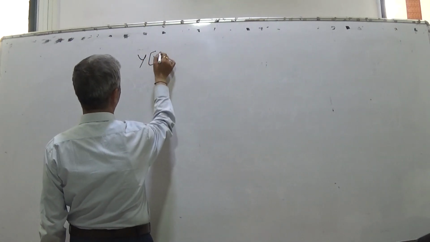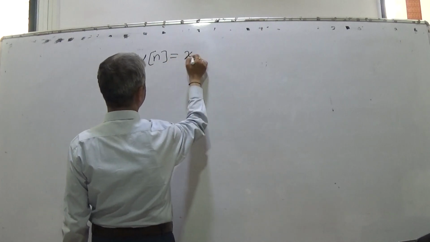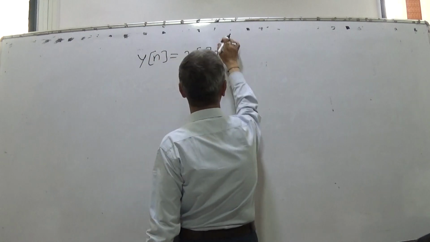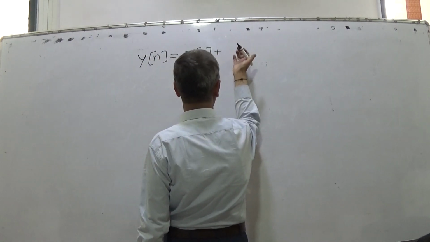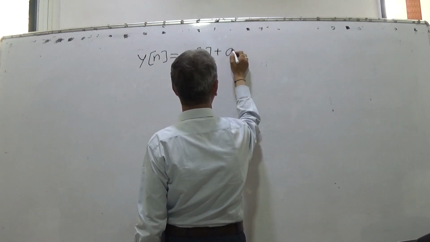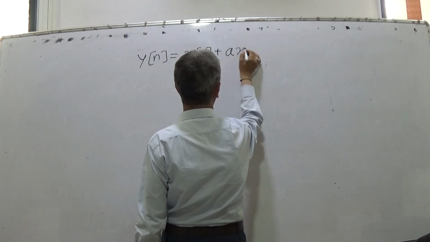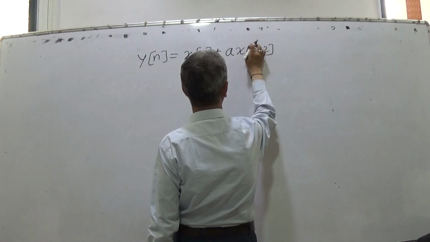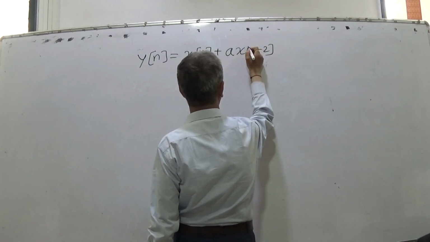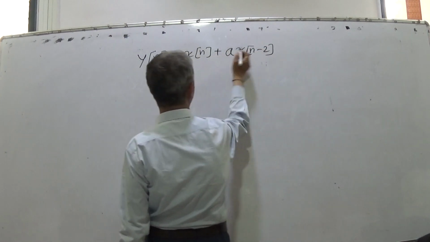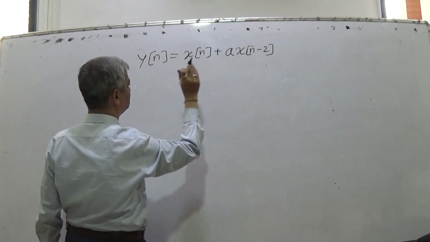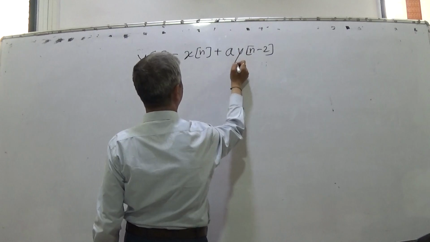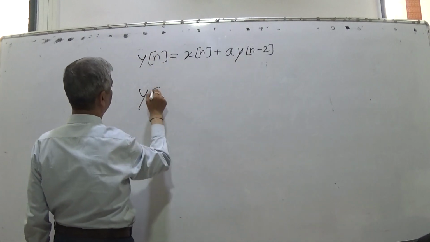yn is equal to xn plus, half I can use, but I will use a general expression now. a times y of n minus 2, where a is a constant, so you can have it any value. yn is xn plus a y of n minus 2. From this you compute.